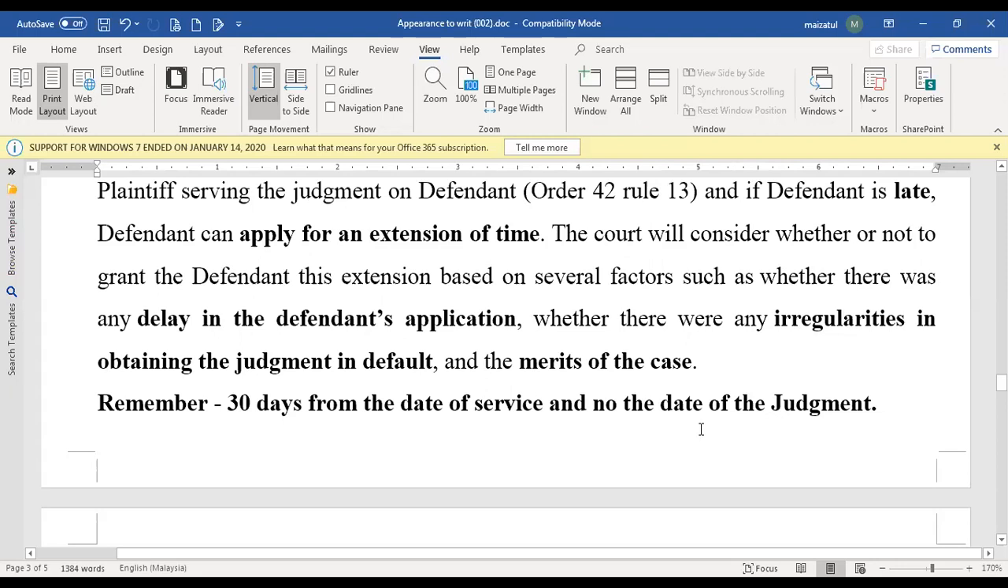For example, if the judgment is obtained in the year 2019 and now it's 2020, which means a few years, the defendant must explain to the court the reasons over these few years why only until now they file the application to set aside. This is what is called delay in the defendant's application.